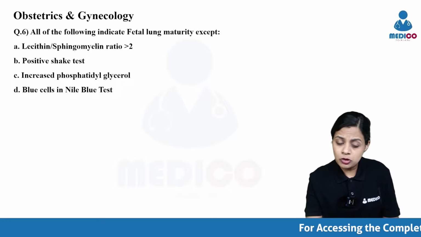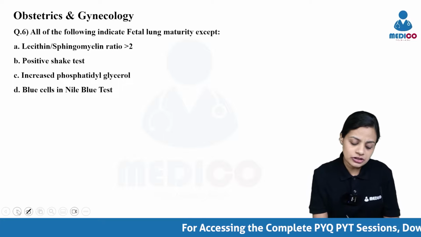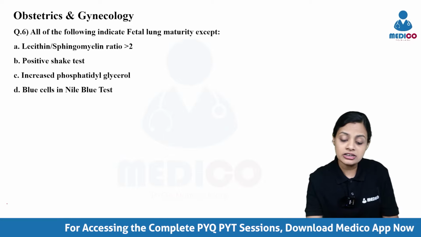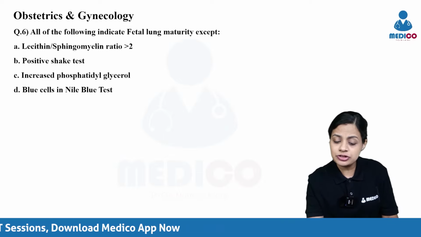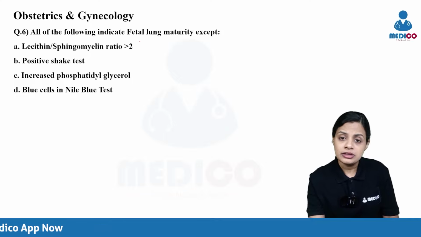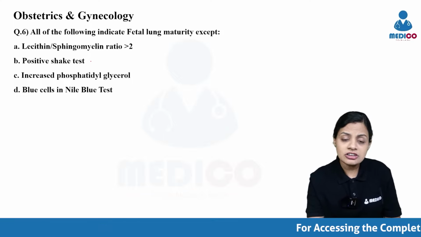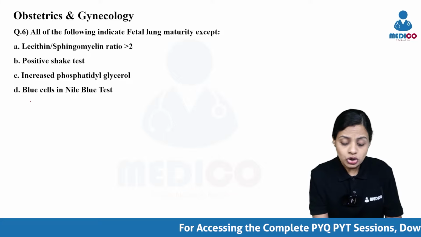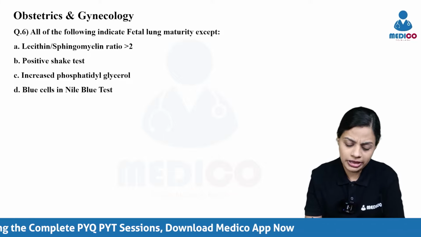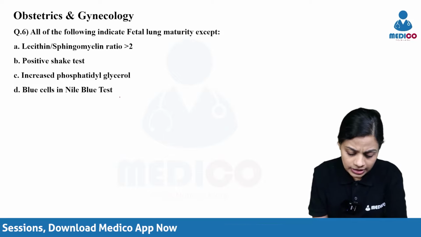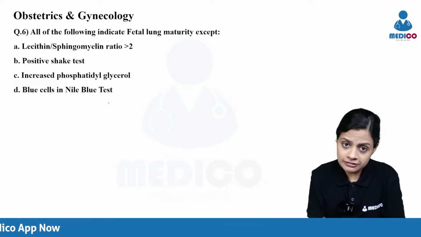The most important test is a lecithin sphingomyelin ratio of more than 2. You take out the amniotic fluid and you test for the lecithin and sphingomyelin. It should be more than 2. Another one is increased phosphatidylglycerol. You have the third one, a positive shake test. You've also got blue cells in the Nile blue test, and I don't think you may have heard about this. Now, there is something called a Nile blue sulfate.